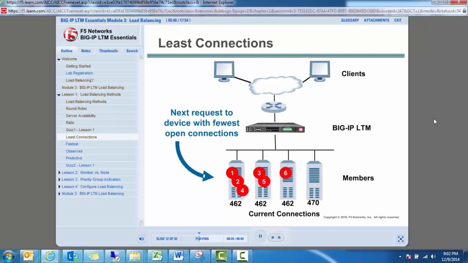Assuming connection counts stay as shown, now servers 1, 2, and 3 all have equal counts, so BIG-IP will round robin between all three. Least connections is appropriate for many cases, but may be most relevant when the client connection length varies significantly and round robin could result in uneven loads.